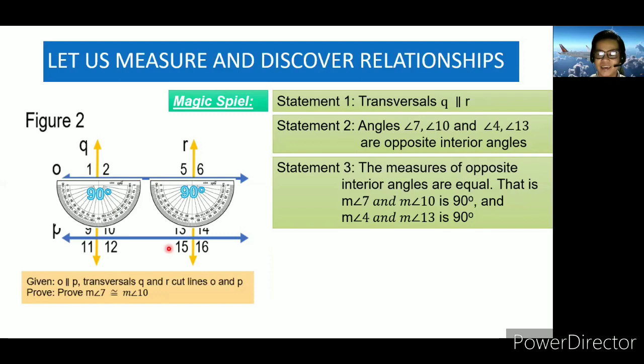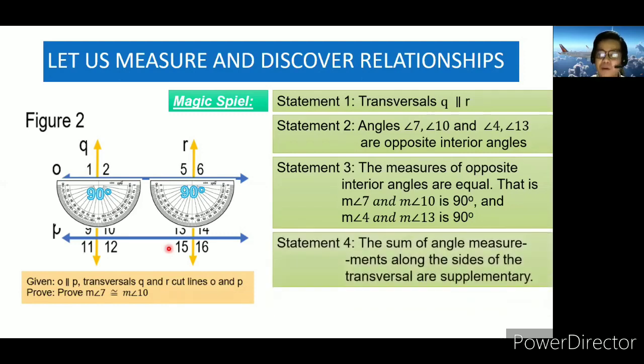Okay? And for your statement number 4, the sum of angle measurements along the sides of your transversal are supplementary. So in this figure, angle 4 and angle 10 are sides of your transversal, where angle 4 measures 90 degrees plus angle 10 measures 90 degrees, a total of 180 degrees or supplementary angles. Also the same here on the other side, your angle 7 measures 90 degrees plus your angle 13 measures 90 degrees, which has a total of 180 degrees, which is also supplementary, and which is correct, right?